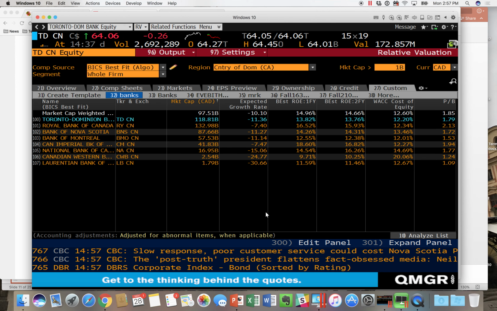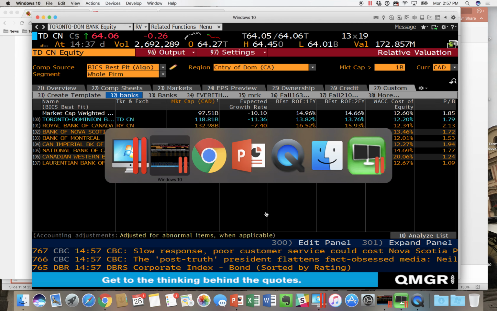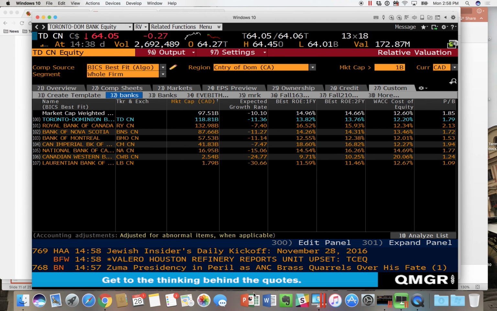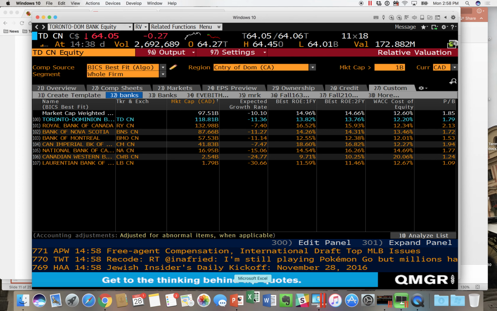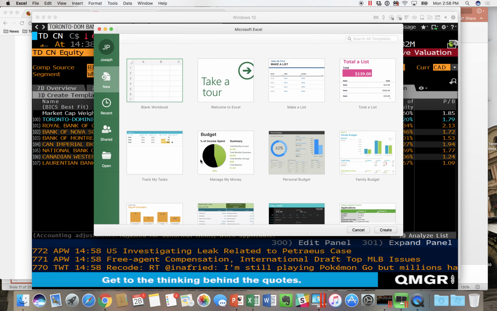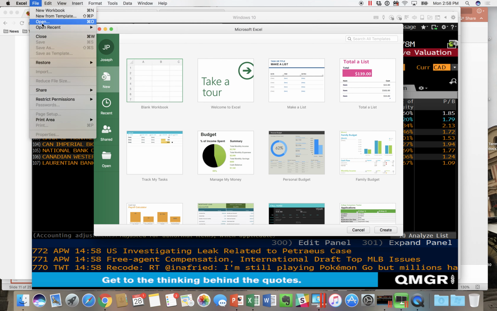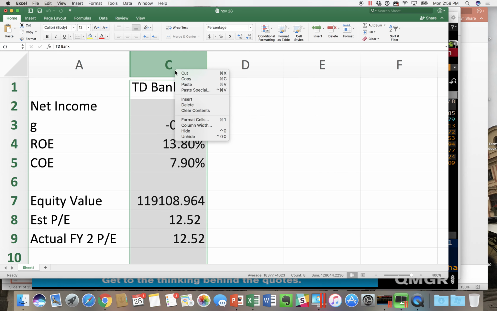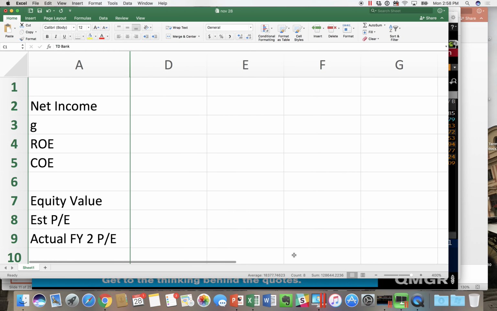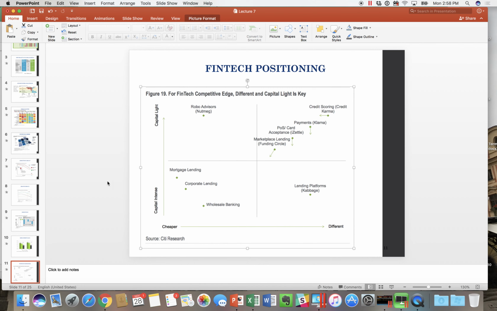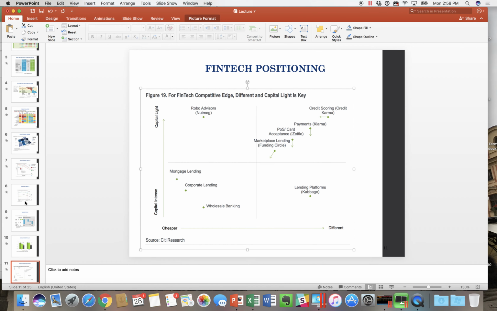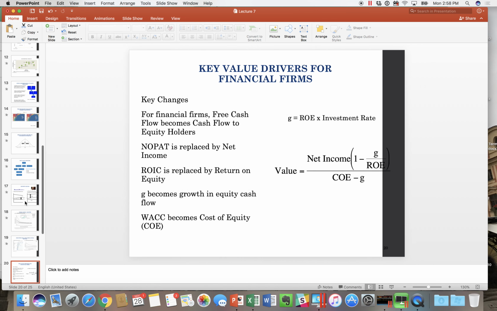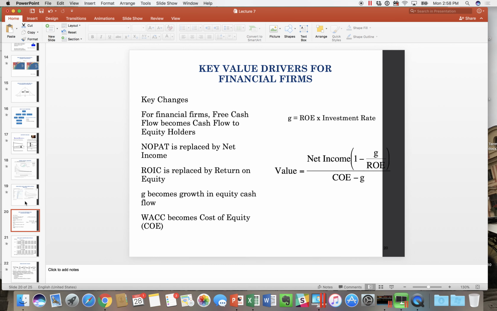All right, so here's our final step for today. Excel. And I'm going to open up a file. And we're going to use the key value driver equation. Hide this. So this goes back to the PowerPoint file. So we've been talking about key value drivers all semester. So in the interest of time, jumping right ahead. This is the key value driver equation.